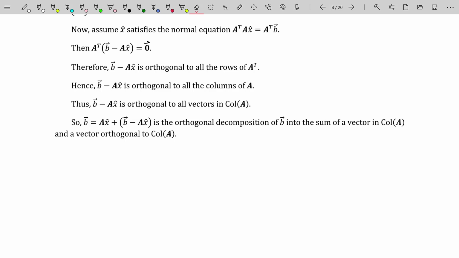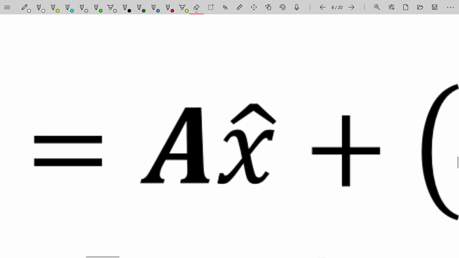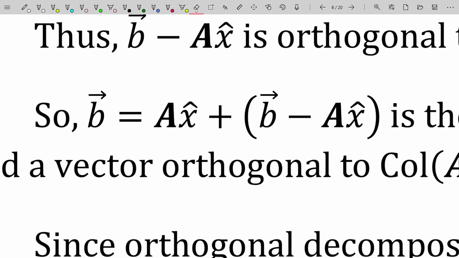Orthogonal decompositions are unique. So since orthogonal decompositions are unique, AX hat must be the orthogonal projection of B onto the column space of A. Again, that's because AX hat is in the column space of A, and it's the orthogonal projection of B onto that column space of A because it's the shadow of B onto that subspace. And every vector can be written as the sum of two vectors, one of which is in your subspace and the other is orthogonal to your subspace. Or maybe I should say one of which is the orthogonal projection onto your subspace and the other is orthogonal to that orthogonal projection.